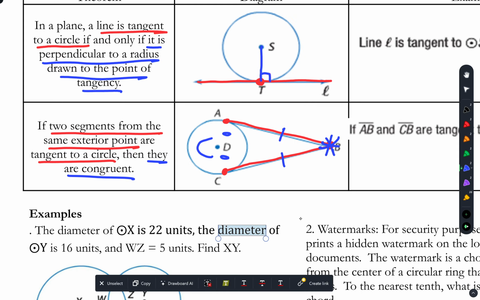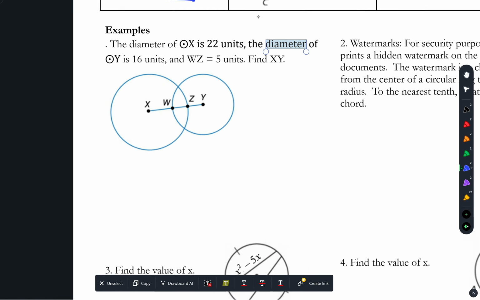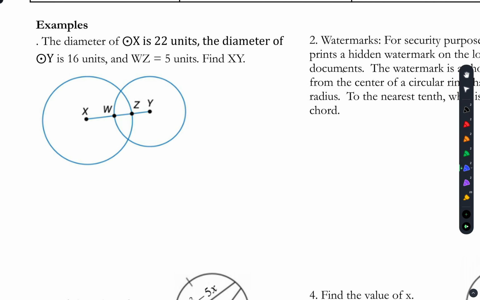I have a lot of examples. I have this page and the next page, so we're going to fly through them a little bit here. First, the diameter of circle X is 22 units. The diameter of circle Y is 16 units and WZ equals 5. The importance of filling in your diagrams is so immense. You need to fill in your diagrams with whatever information you have, or you're going to be stuck looking at a picture forever. So I know that WZ is 5.